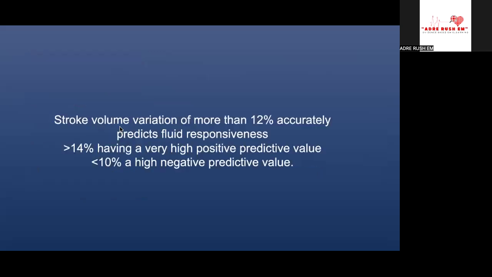And therefore, the stroke volume variation of more than 12% can accurately predict fluid responsiveness. More than 14% has very high positive predictive value. Less than 10% has very high negative predictive value.